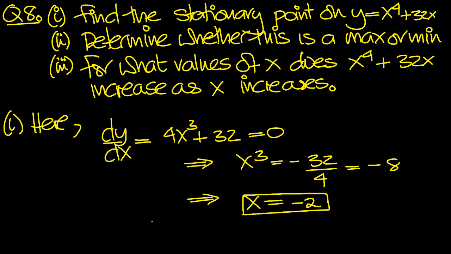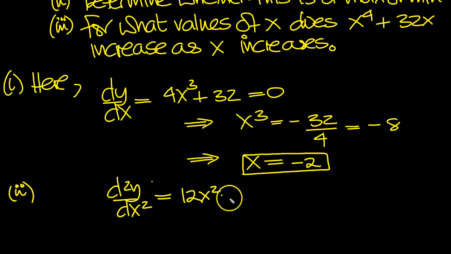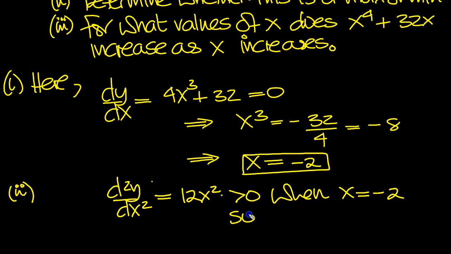Determine whether this is a max or min. So the second derivative then, part 2, d2y by dx squared is equal to, differentiate this, 12, 3 fourths are 12, x to the 1 less, and the constant goes to 0, which is 12x squared, which is positive. It's always positive, but it's positive when x equals minus 2. So it's a minimum.